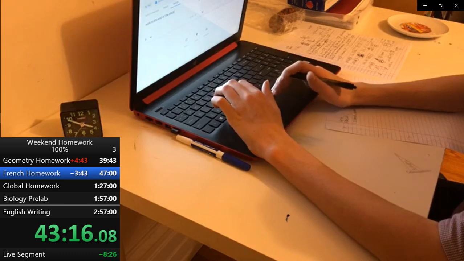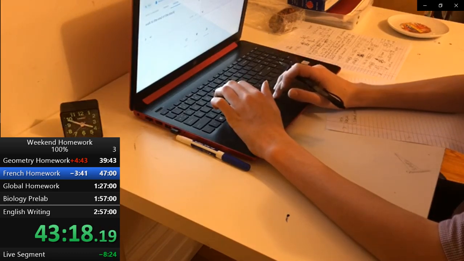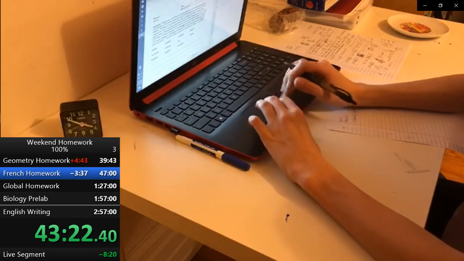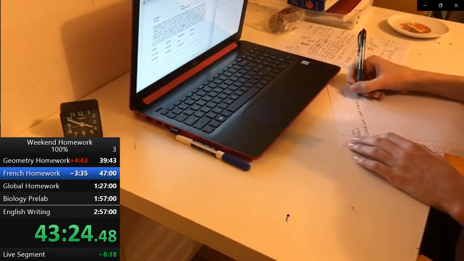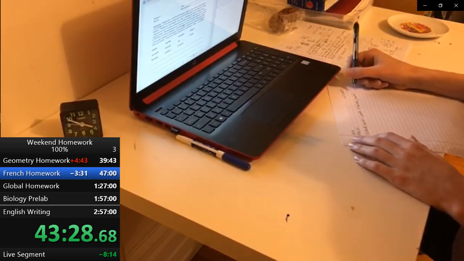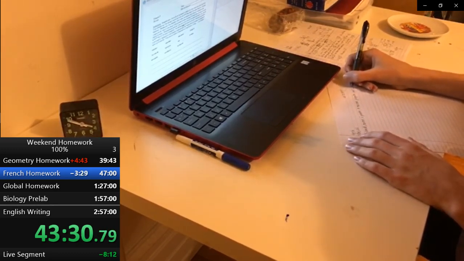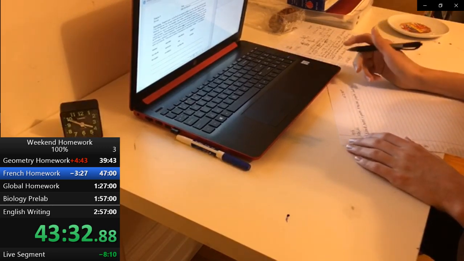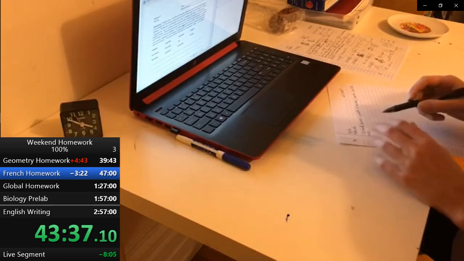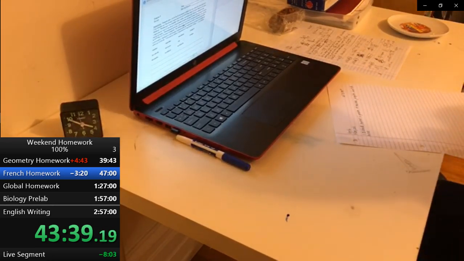Alright, so the word is jusqu'au. That means like close to or something like that. Alright, cool. So, et marcher jusqu'au bout de la rue. So that means first turn left and walk to the end of the street.